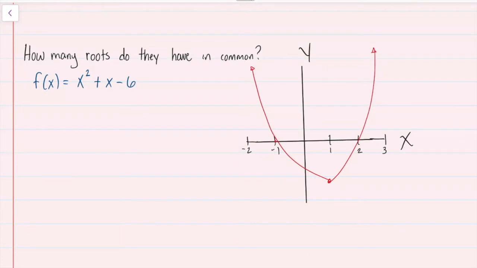Problem again. We have two different quadratics. One is written in equation form, and the other one is in a graph. And we want to compare them. The question is, how many roots do they have in common?